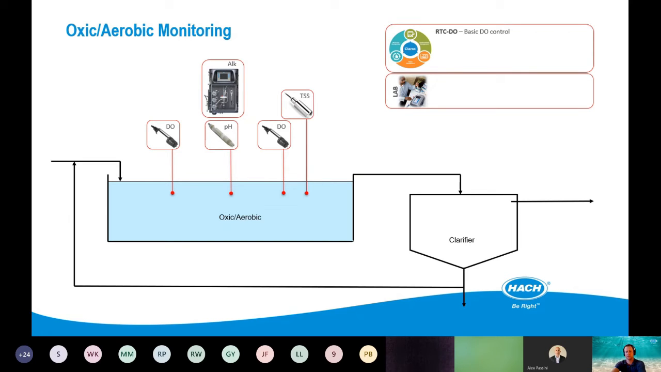So moving along, we add a TSS probe. TSS stands for total suspended solids, and this probe will measure the solids concentration in various places. In this particular case, we have one located in the basin. It could also be located as it leaves the basin to a clarifier.